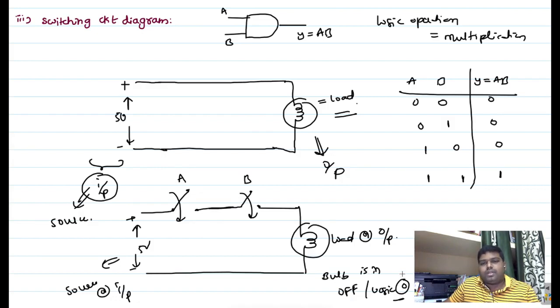This is one possibility. And if we connect the switches in series, the first condition is satisfied, right? And the next one, A is equal to 0 and B is equal to 1. B is equal to 1 means this switch is closed, and this one is open. This is zero condition, this is one condition, second possibility, right?